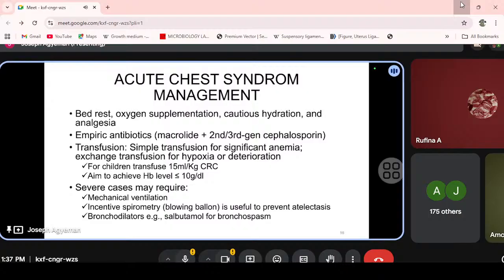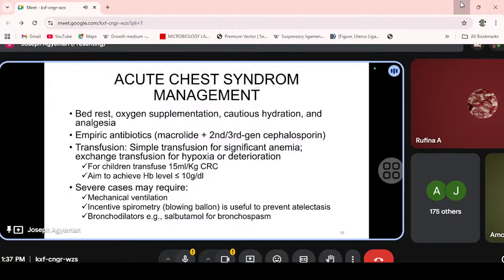You give antibiotic coverage because of the high possibility of infections, even contributing to the acute chest syndrome in these individuals. Cover atypicals and typicals. In extreme cases, you can transfuse, and your target is to reduce the HbS levels. You want to bring in more blood with HbA so that you reduce the assault. In extreme situations, you can ventilate the patient. You do mechanical ventilation.